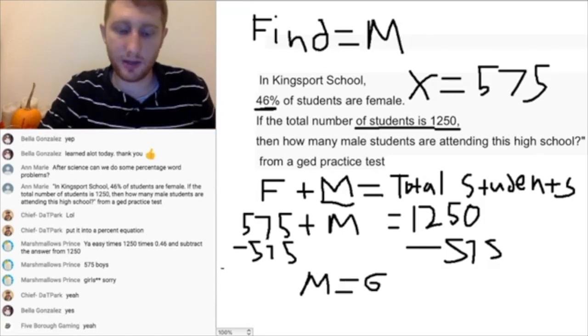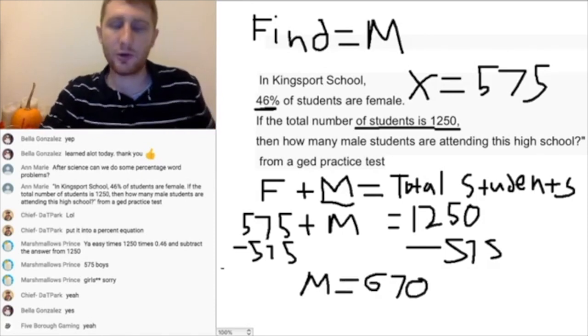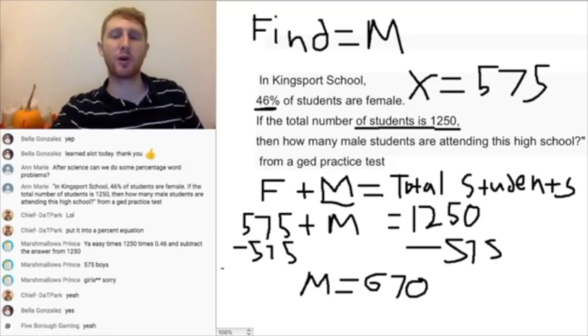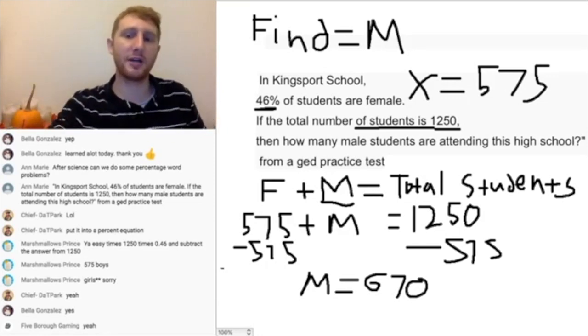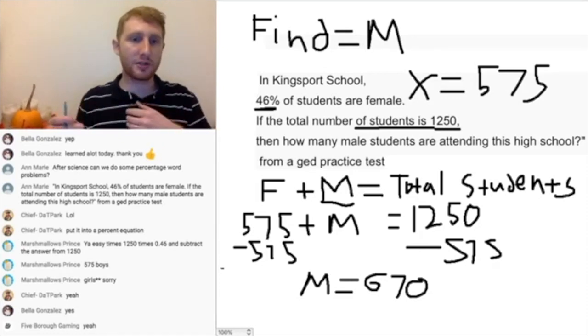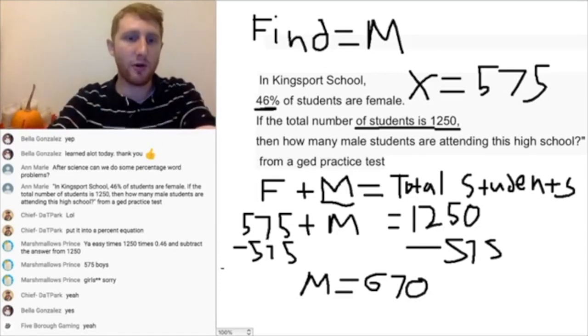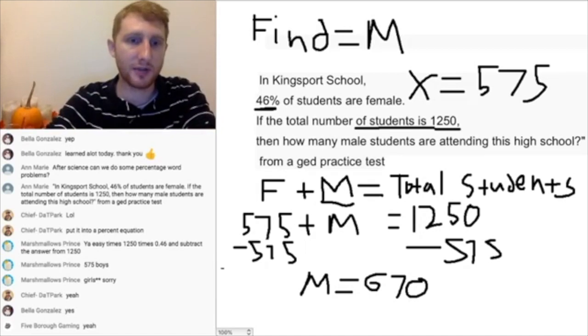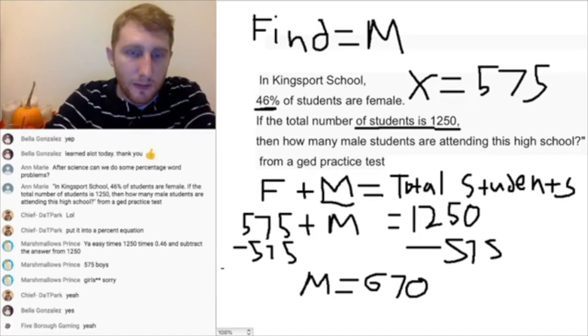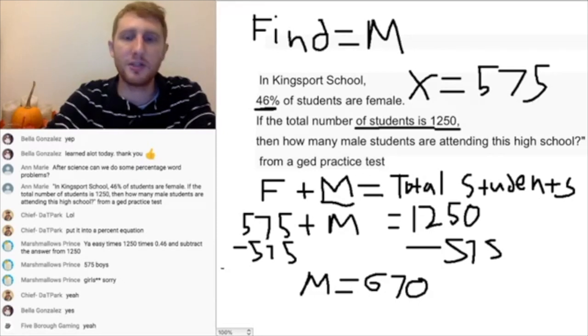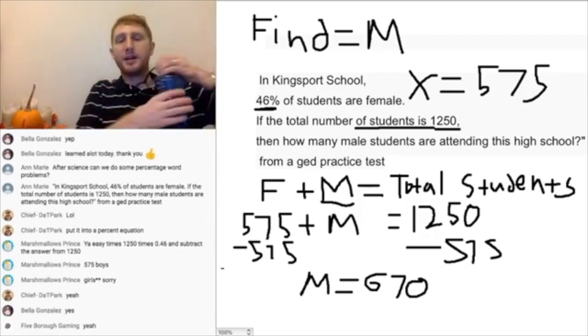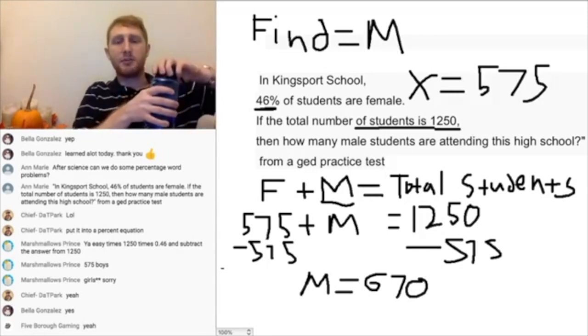So that's how you would get the number of males. You're just doing a percentage problem, but first you had to know to set up this equation. Does that make sense, everybody? Any questions on this? Seems like you guys understood that pretty well. This is a great example because this is a typical question. You definitely might get something like this on your test.